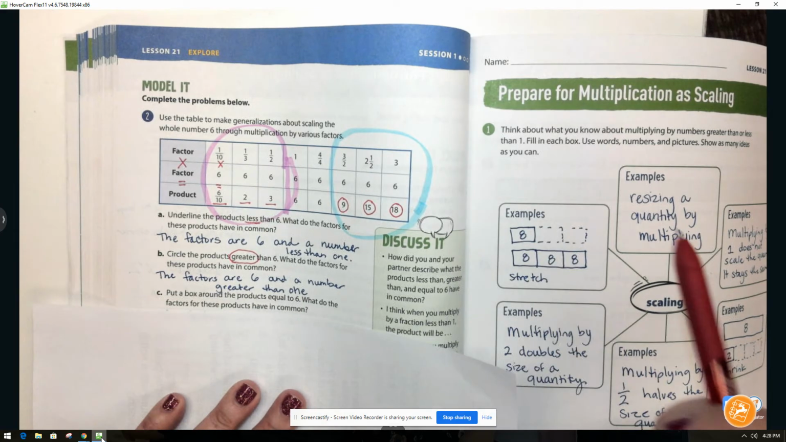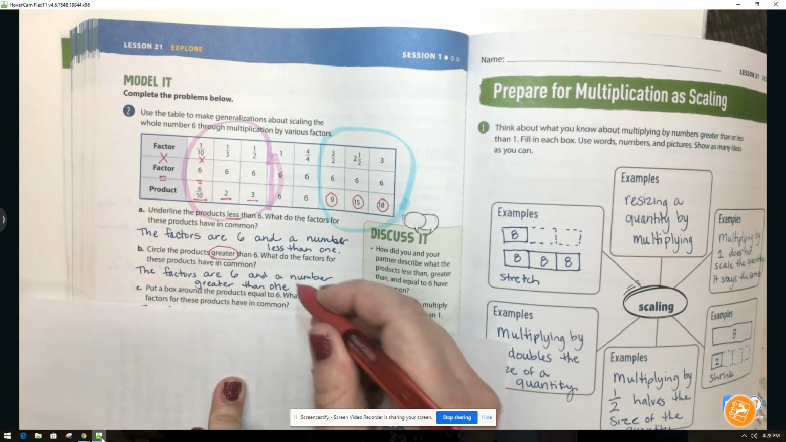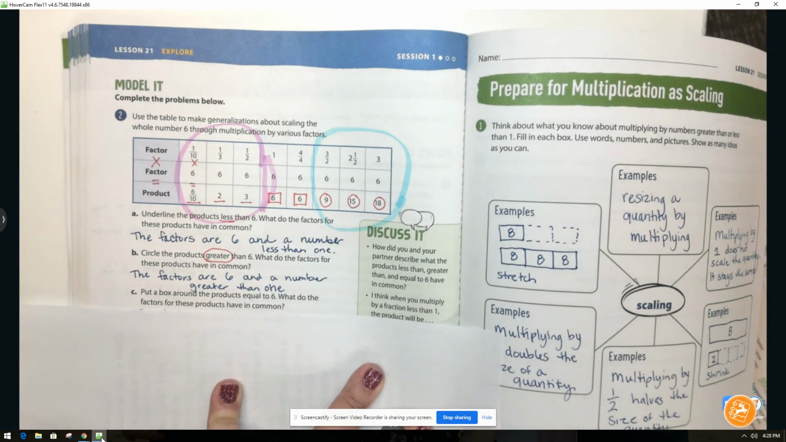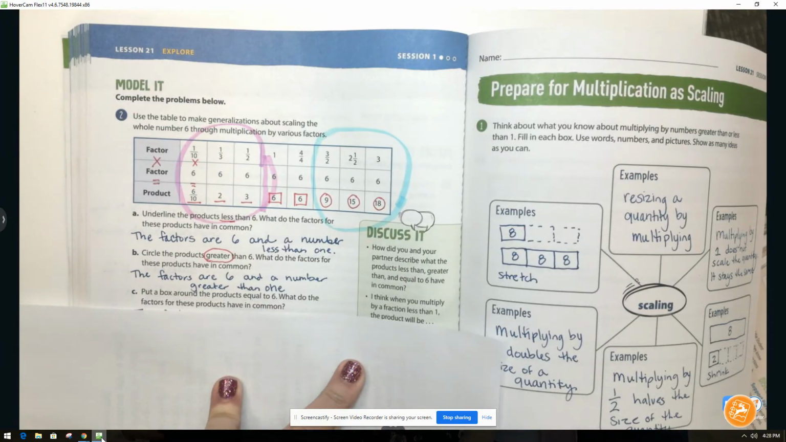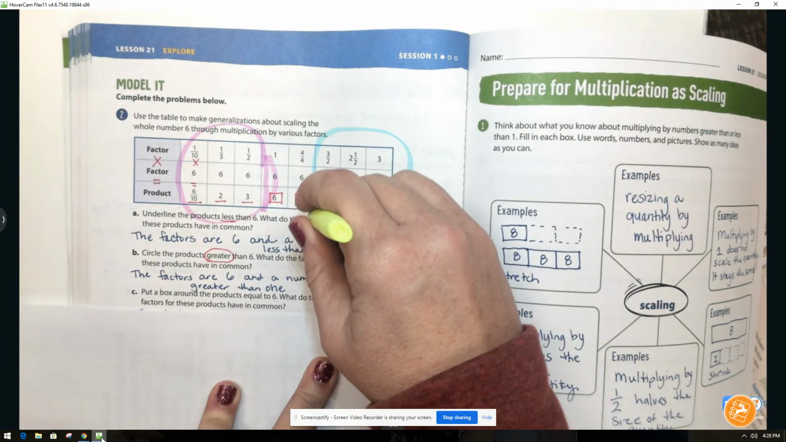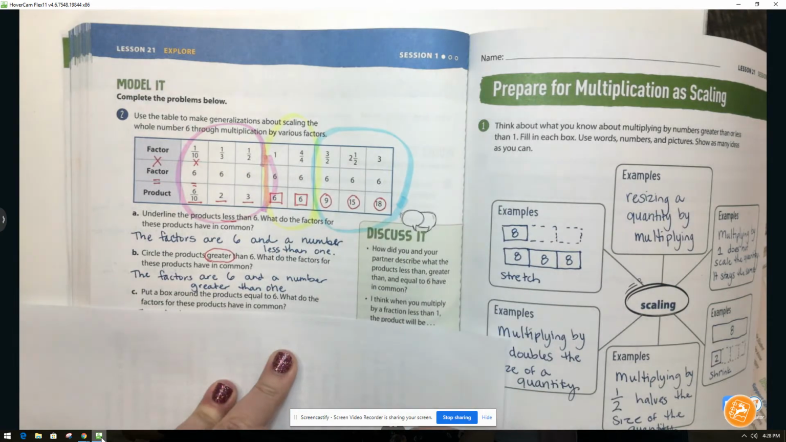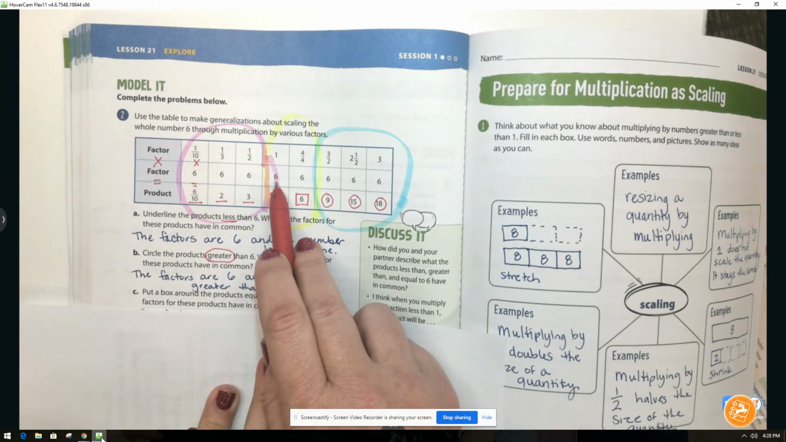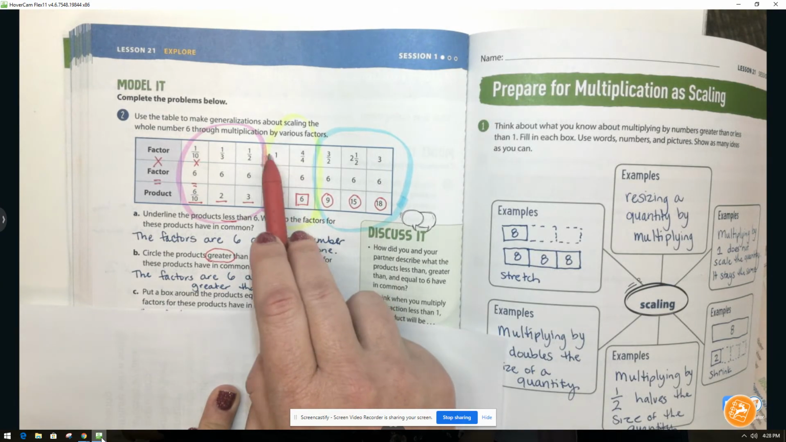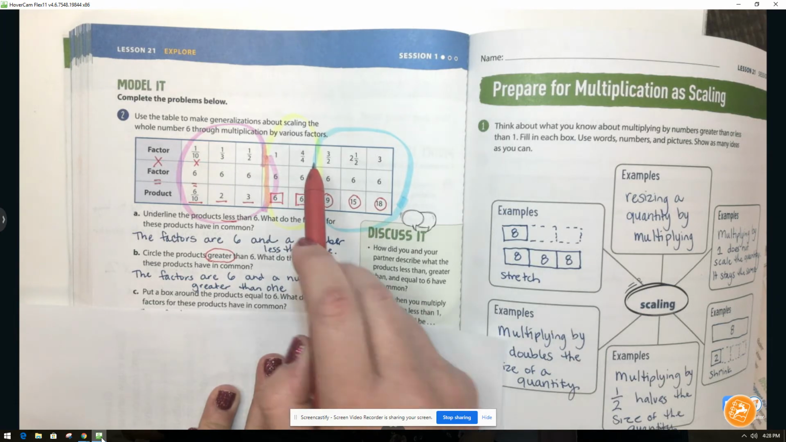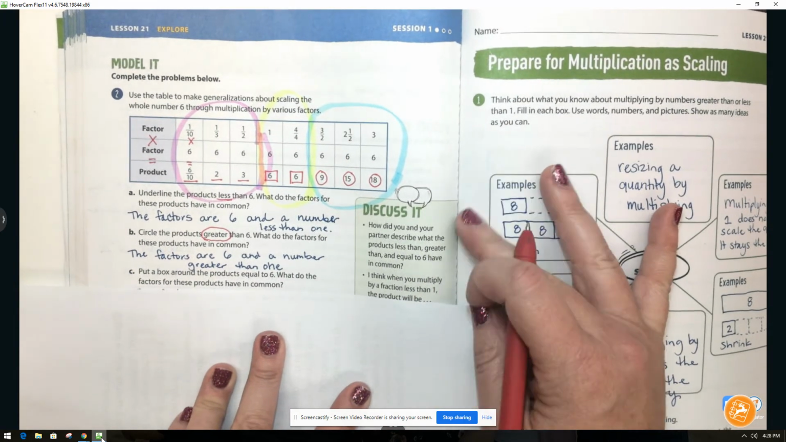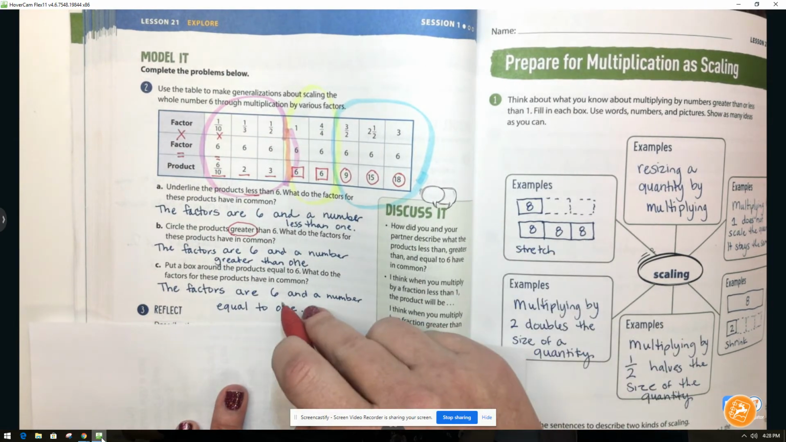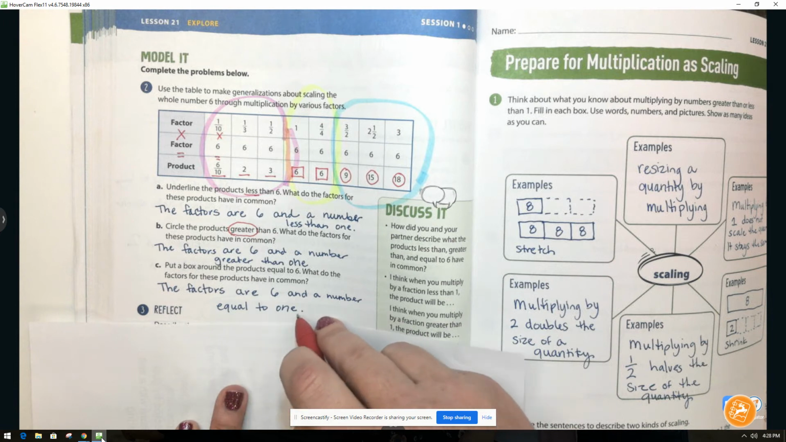Finally, we're going to put a box around the products that are equal to 6. I see that that number is equal to 6 and that number is equal to 6. Now, when I look at these two products and factors here in the middle, I again see that one of the factors is 6. And then what do you notice about the other factors here? What do they have in common? Well, the factors are 6 and a number equal to 1.